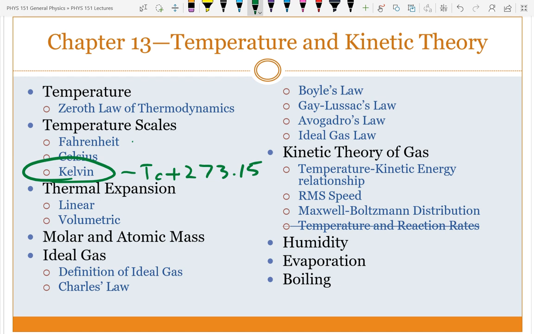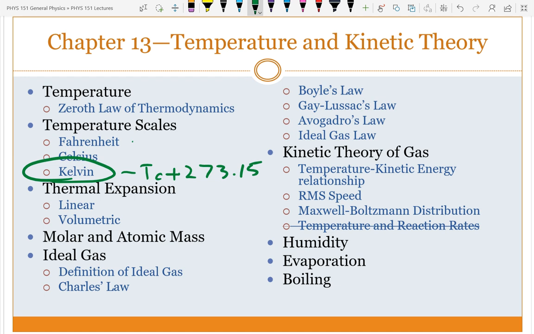Fahrenheit scale, forget about it. The only thing you need to know about the Fahrenheit scale is how to convert between Fahrenheit and Celsius. I'm not going to make you know that minus 40 Fahrenheit is the same as minus 40 Celsius. I'm not going to make you know that 32 Fahrenheit is the same as 0 Celsius, or 212 Fahrenheit is the same as 100 Celsius. Those are all true statements, but as long as you can convert, that's going to be the important part.